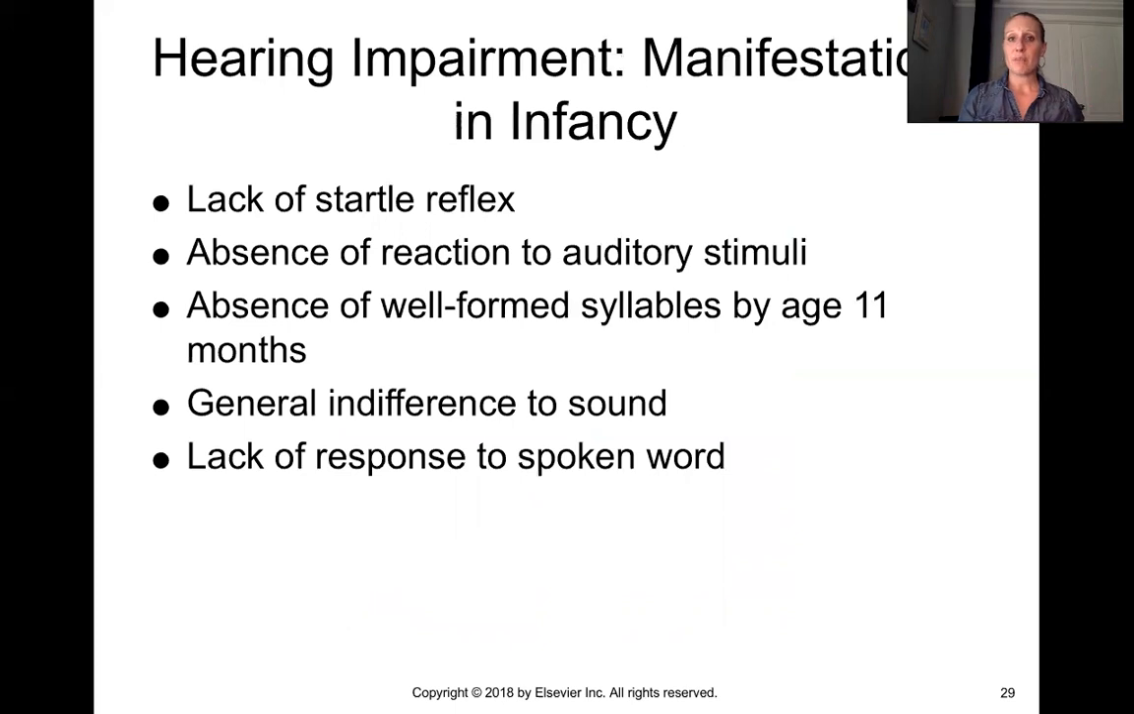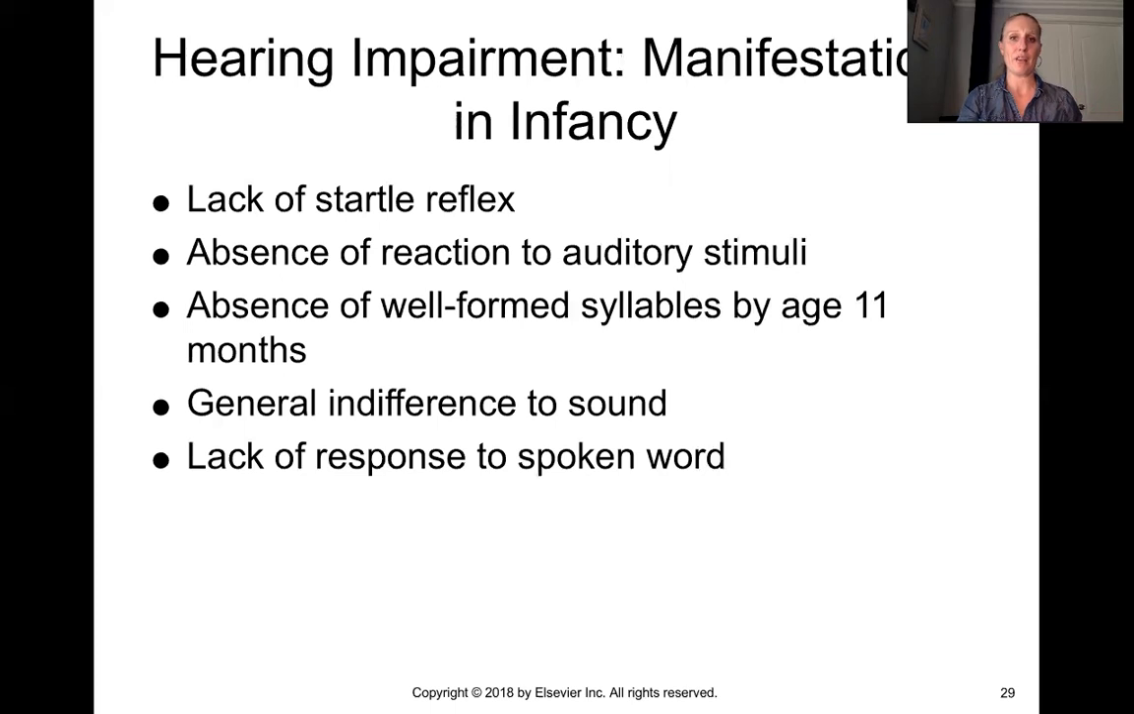So here are some things that we can look for in the infant, and we can tell parents to look for, that we might suspect hearing loss. That is lack of the startle reflex, the Moro reflex. If they don't have that, there might be some hearing loss, and obviously lack of any reaction to auditory stimulants. So if the mom is saying the baby's name, the baby should really turn towards the mom's voice.